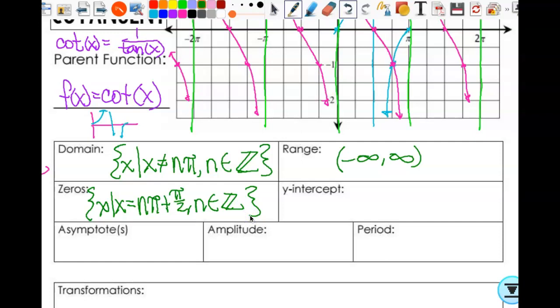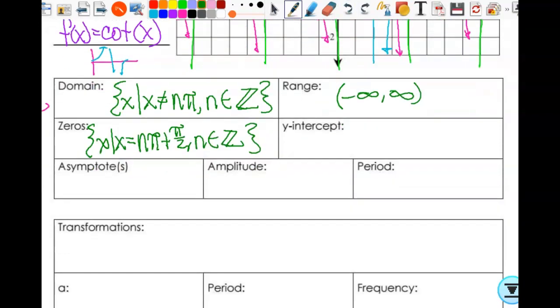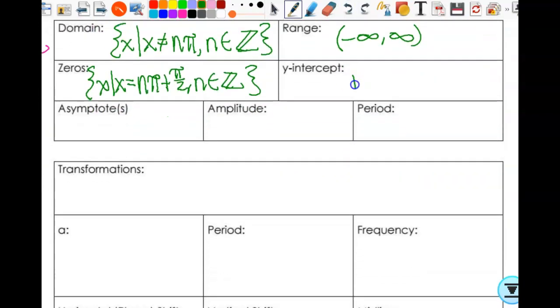What about y-intercept? There's none. Good. Asymptotes, I definitely have them, right? These are connected, so my asymptotes, x does equal n times pi. Okay, it should match whatever my domain says here, where n is an element of the integers.